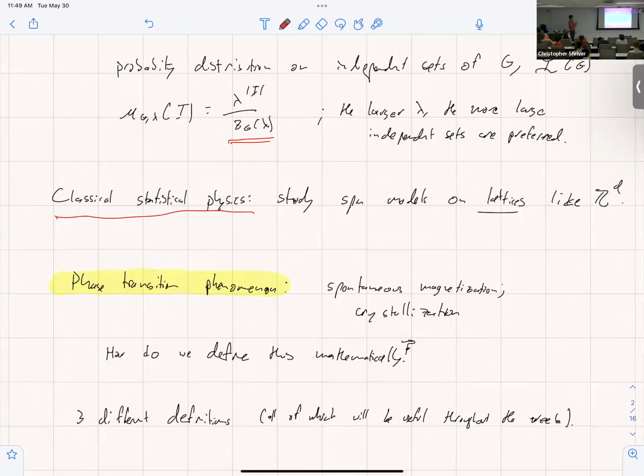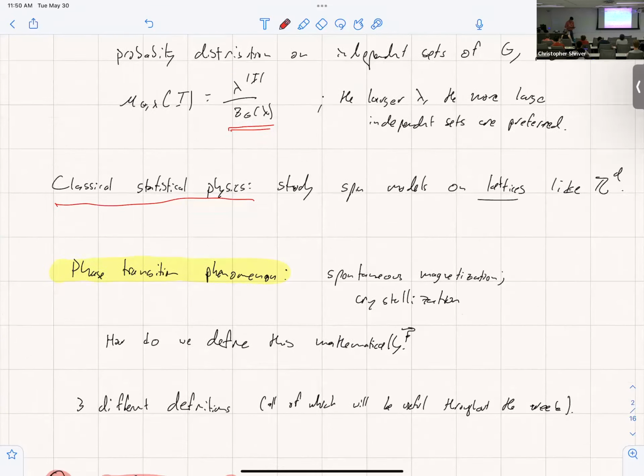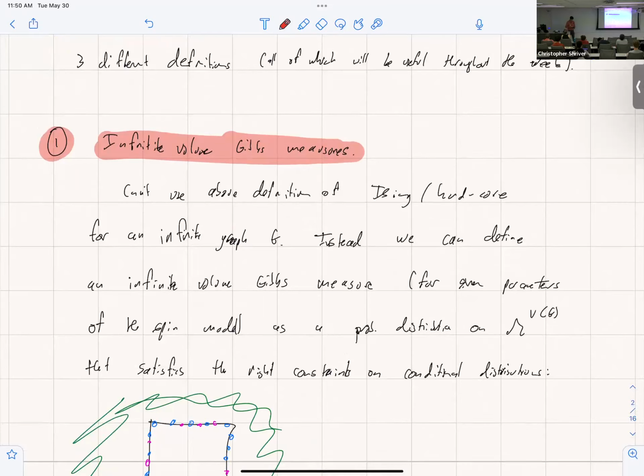What is the phase transition phenomenon supposed to capture? In the case of the Ising model, it's the spontaneous magnetization. If you run a current through some iron and make it a magnet, and then you take the current away, maybe it will stay a magnet after you take it away. For the hardcore model, this is supposed to represent the freezing of a gas to a solid. Okay, so mathematically, how do we define this?